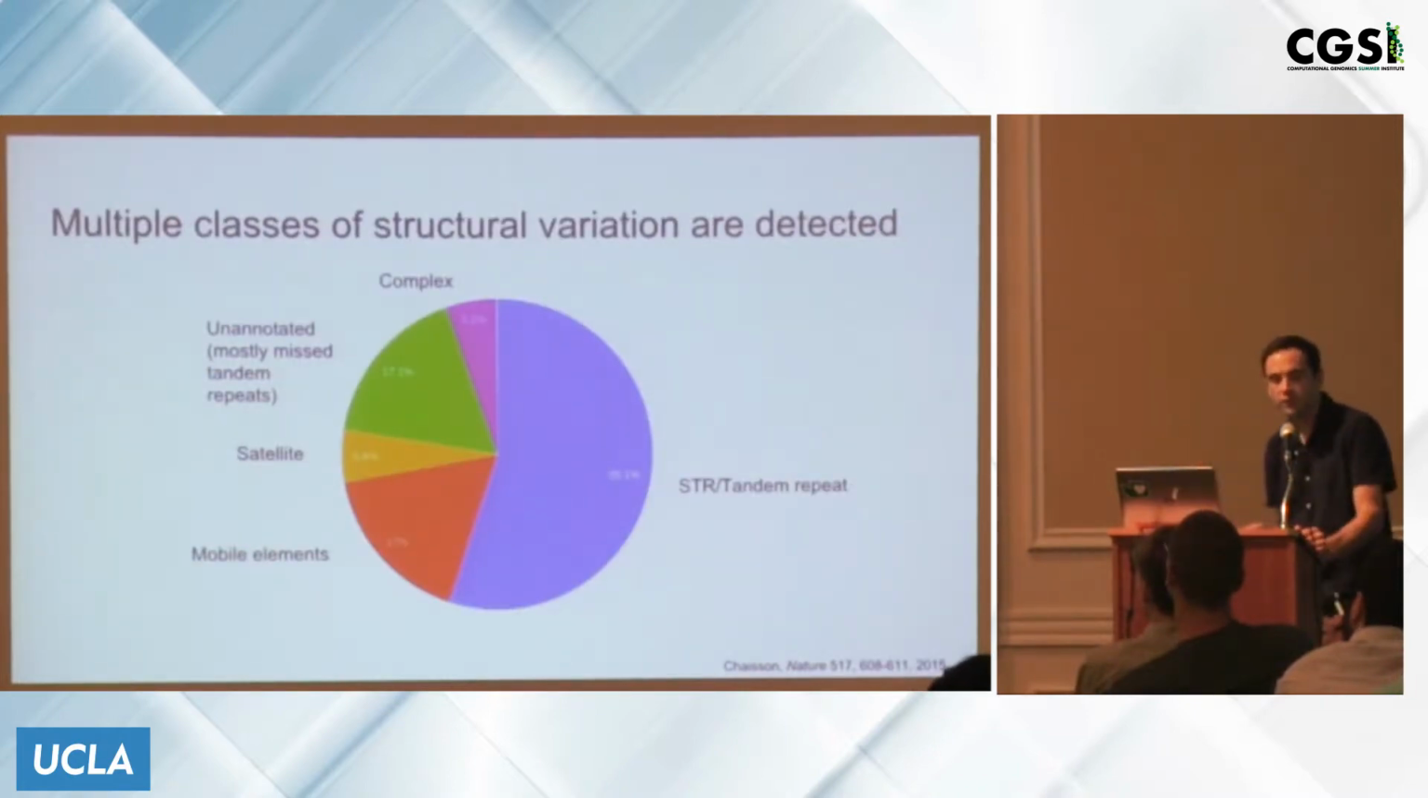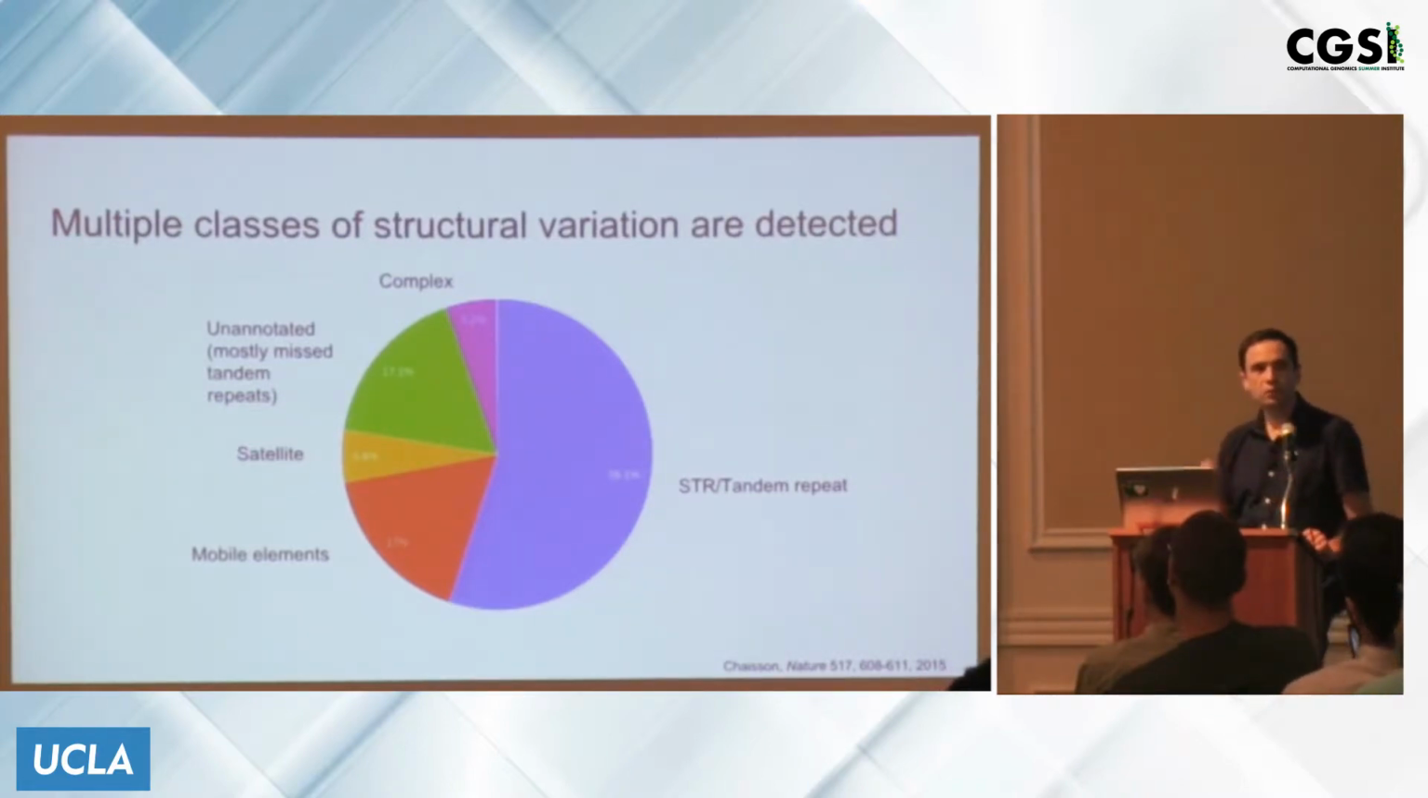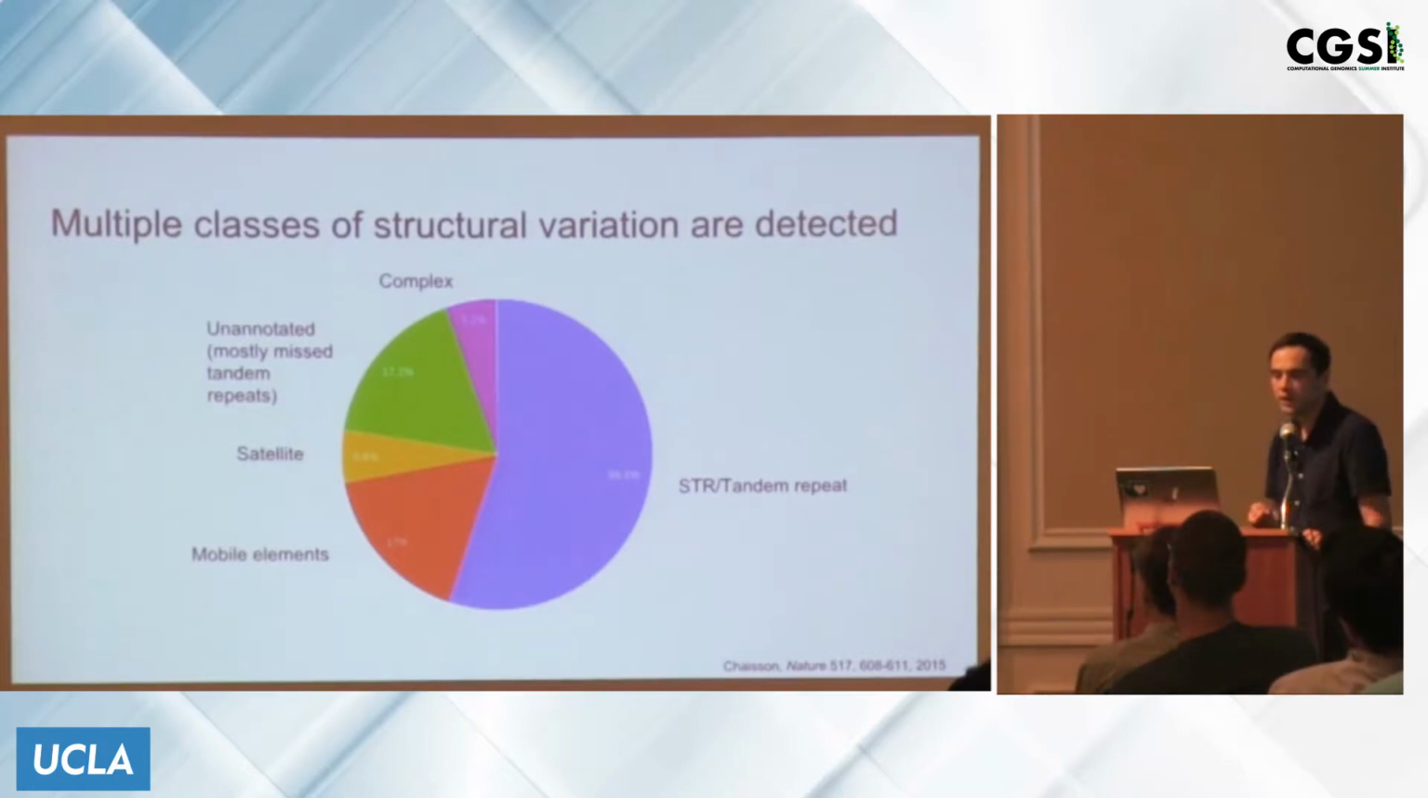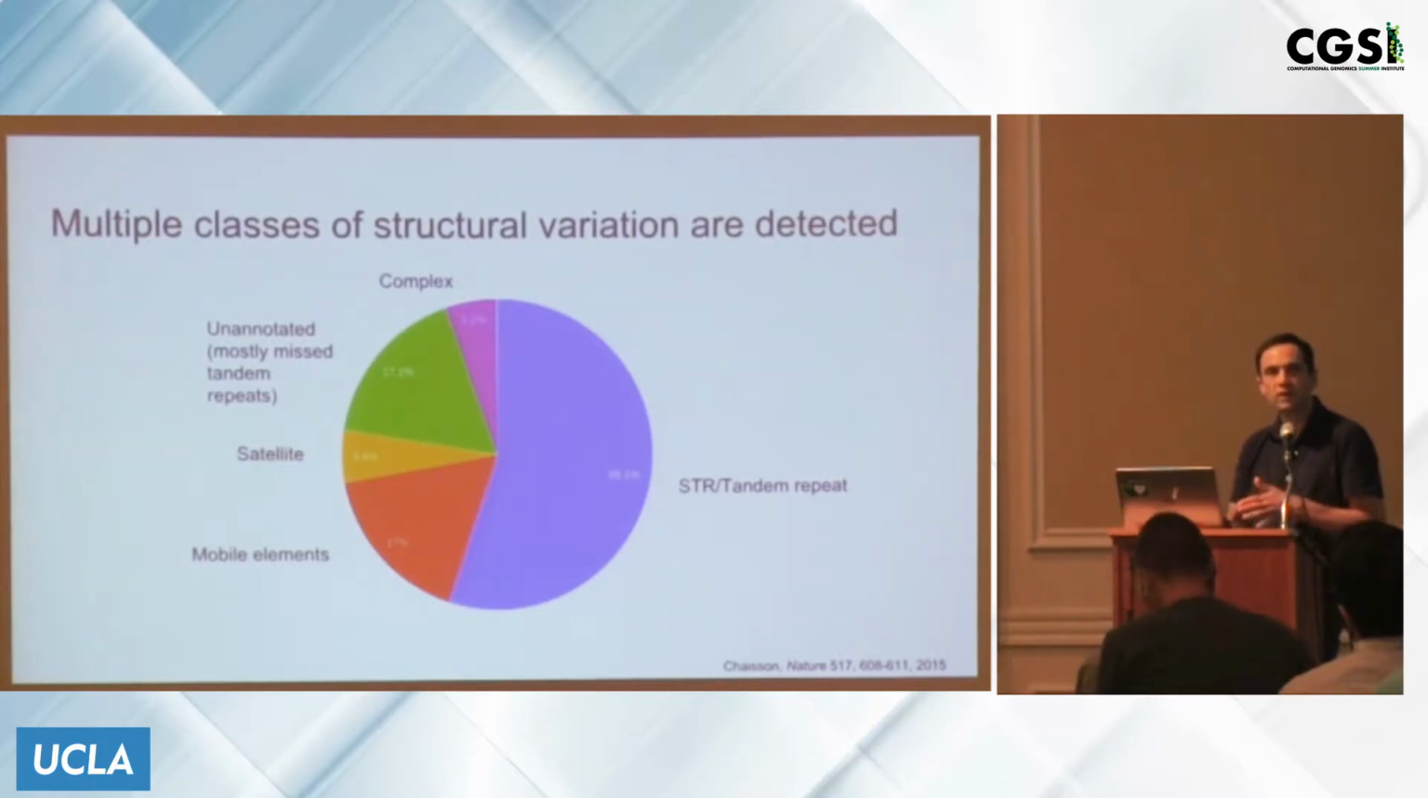So the question is, what type of variants are we finding in these? Turns out that most of it is simple tandem repeat and tandem repeat variation. The first pie chart of this showed that about 55% of the variation is tandem repeats. And then there was this big chunk that was 17 to 20% or so that was unannotated. I've since gone back and seen that most of these unannotated variants are actually just tandem repeats that Tandem Repeat Finder wasn't able to annotate.